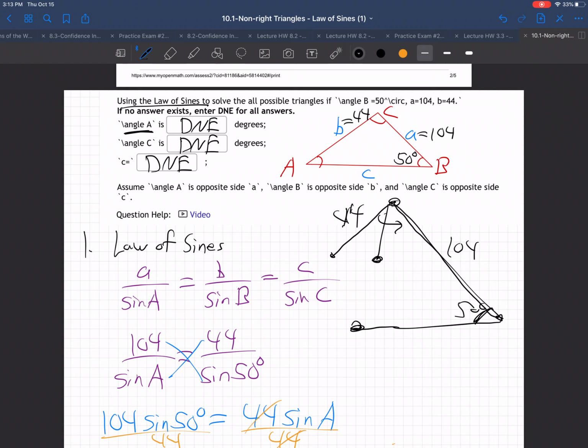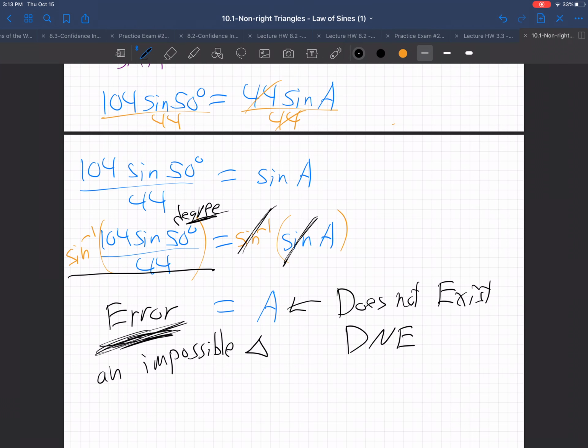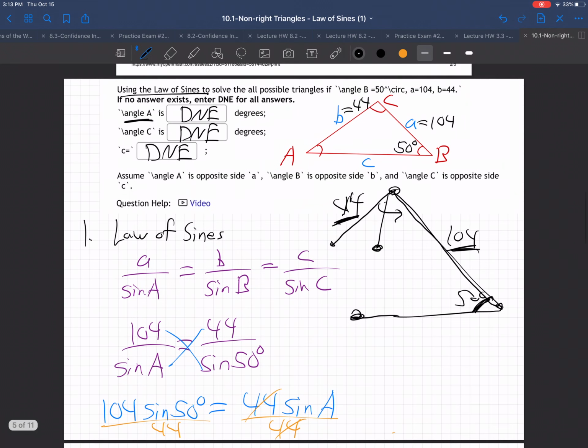There's not really a triangle that works like that, where you have a side that's 104 and an angle of 50 and the opposite side of 44. That's too short for a 50-degree angle. It's not going to work. So this is an impossible triangle, and that's how we figured it out. Our calculator told us error. And so when you get that, if you've double-checked that you put everything in right and you're still getting an error, then that triangle does not exist.